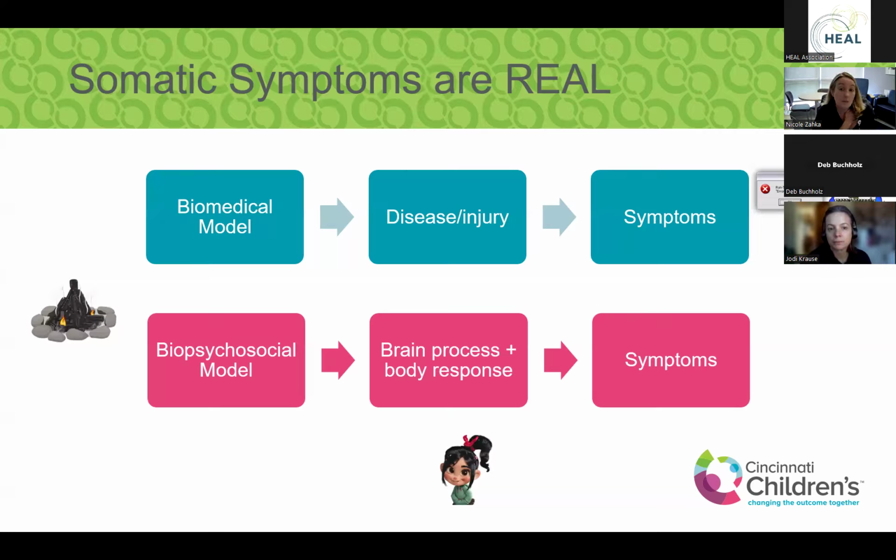So the biopsychosocial model gives us a much better way to think about this, which puts together biological factors. We'll talk a little bit more about this in a bit. Biological factors, psychological factors, social and environmental factors. And so it helps us understand that symptoms are in fact due to a combination of how the brain processes information coming in and how it communicates it to the body.